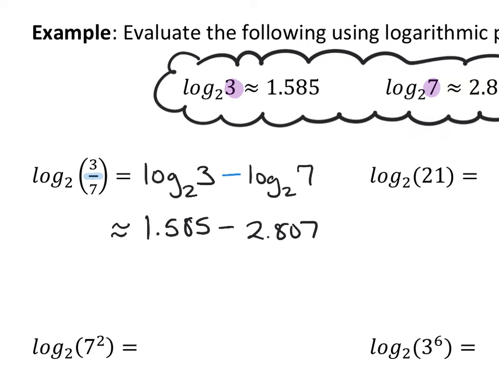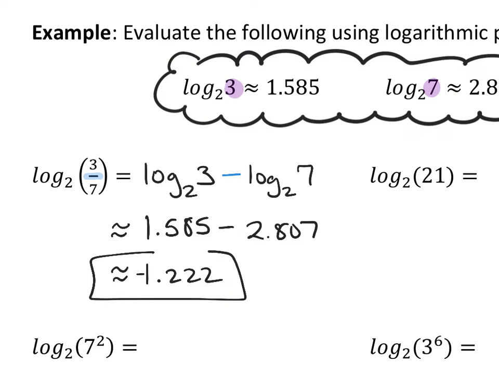But you know what? Those are numbers we can type in our calculator. So we go to the home screen, we type 1.585 minus 2.807. We press enter, and you get another approximation of negative 1.222. That is the value of log base 2 of 3/7. We found this by using the properties of logarithms to estimate the answer instead of having to use the change of base formula, which I will teach you about later. Does that sort of make sense how I did that?